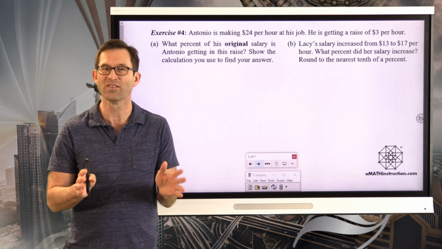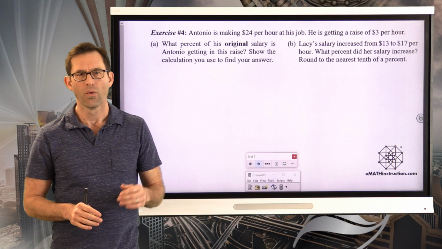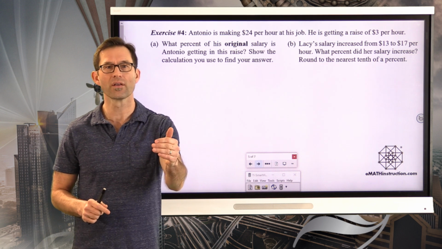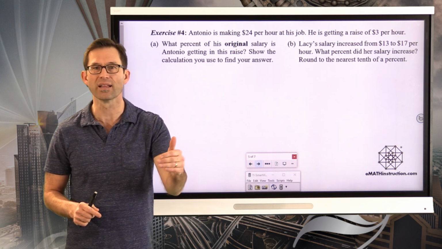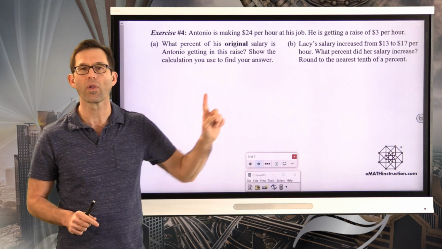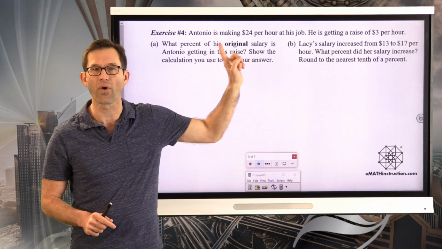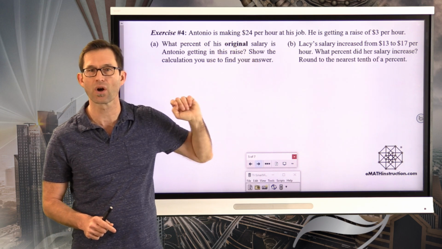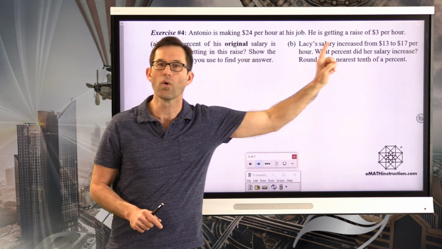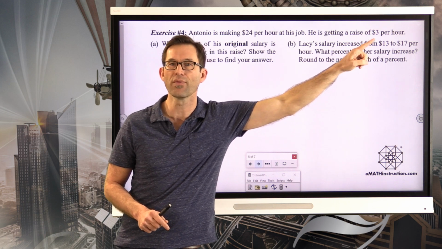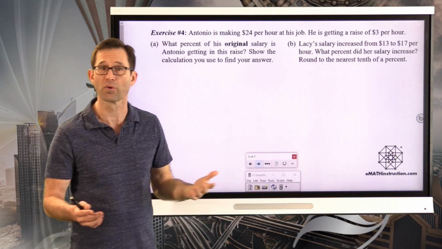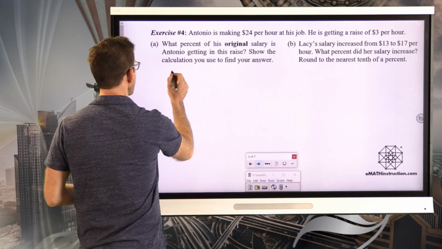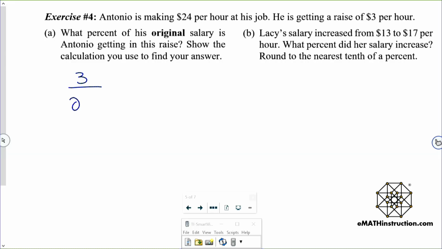All right, now again, this is really important. This is the part, the percent that the part represents. But again, the whole is always what you start with. So what we want to know is what fraction or what percent the 3 out of 24 represents. So the part in this case is the 3, the total is the 24.